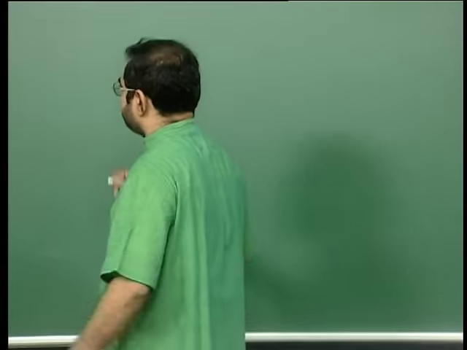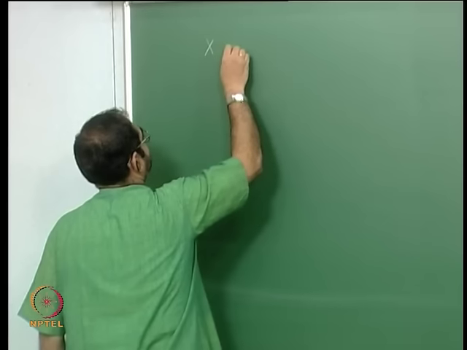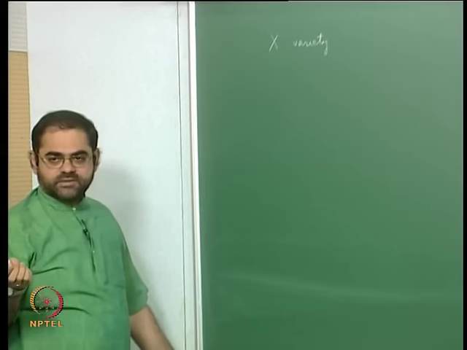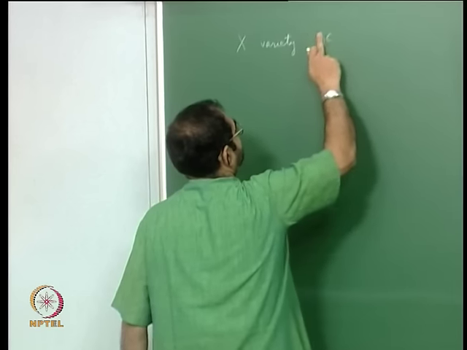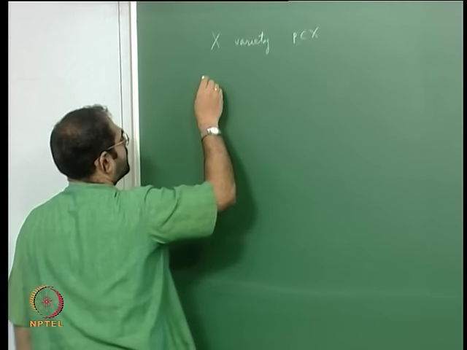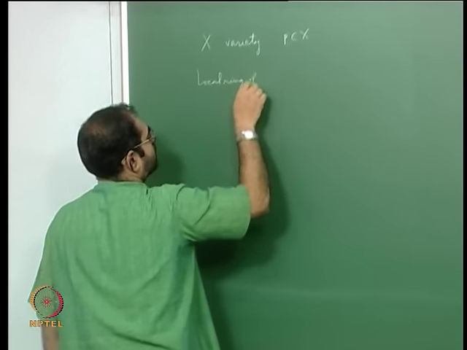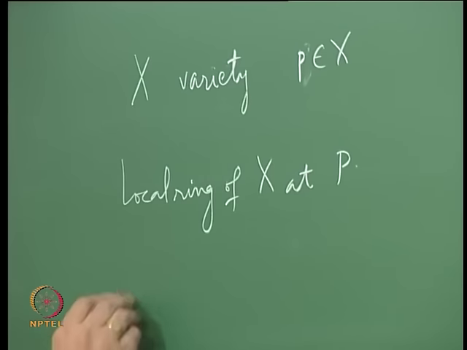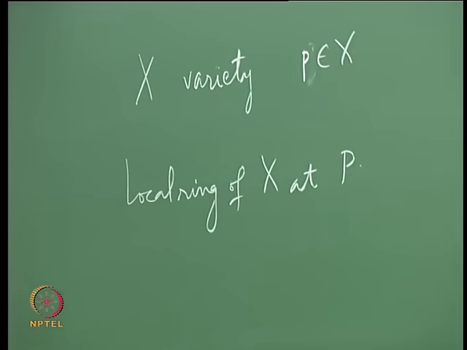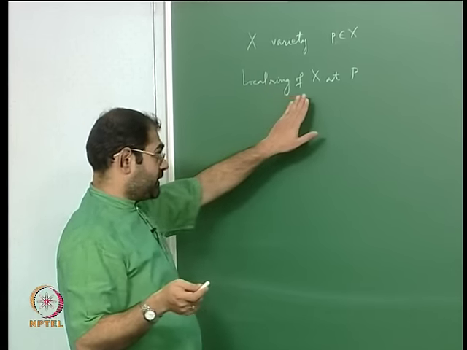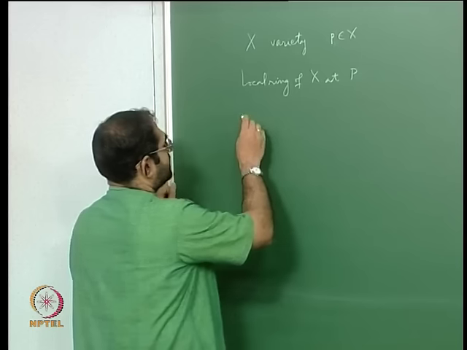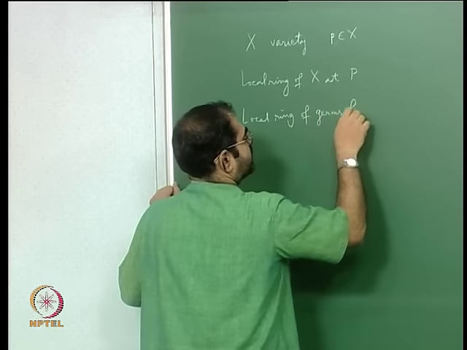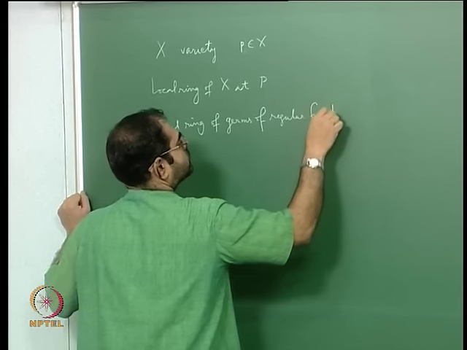So I told you last time that if X is a variety, of course, which means that X could be either an affine variety or a quasi-affine variety or a projective variety or a quasi-projective variety, and you have P, your capital P, a point of X, we have the local ring of X at P. In fact, to expand it, it is actually called the local ring of germs of regular functions of X at P.